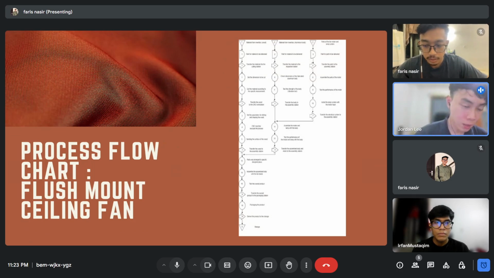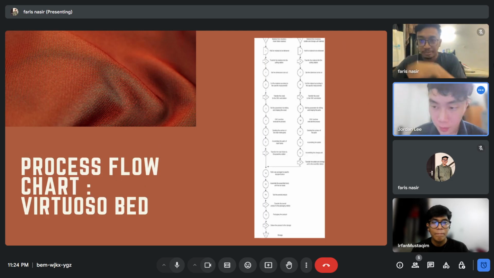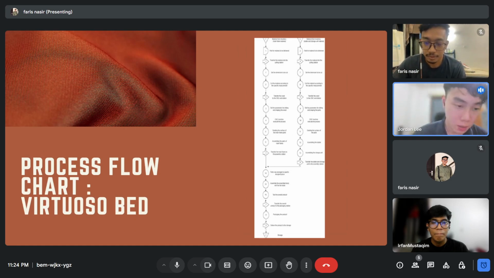And this is the process flow chart for the first product. As you can see here, this is how the flush mount ceiling fan will be made from this flowchart here. Next. And this is how the vertical bed can be made through the flowchart.